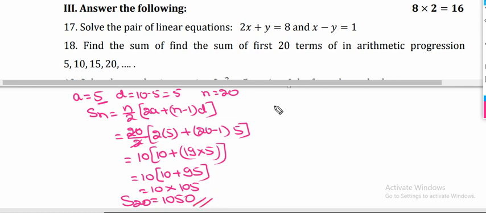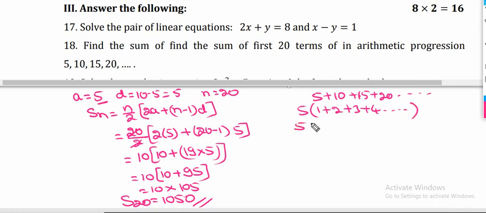So this is how to find the value. This can also be solved like this: 5 plus 10 plus 15 plus 20. You can apply another formula here. By taking 5 as common, 1 plus 2 plus 3 plus 4 and so on. These are the natural numbers, so you have to apply the sum of the natural numbers formula, n into n plus 1 by 2. This is the sum of the natural numbers.